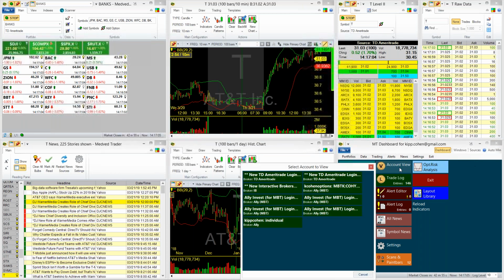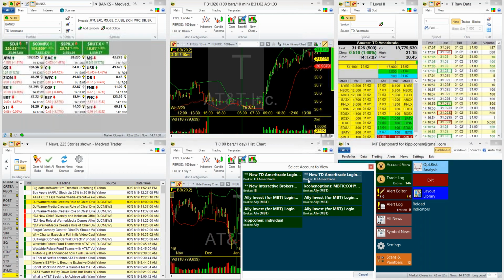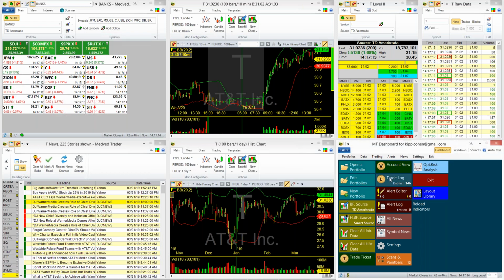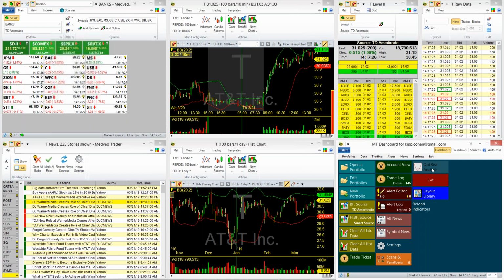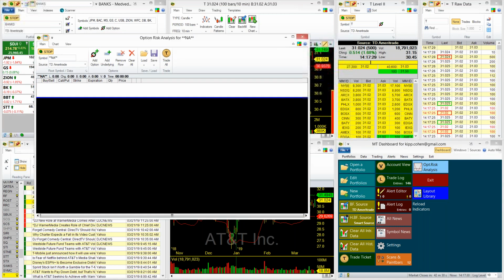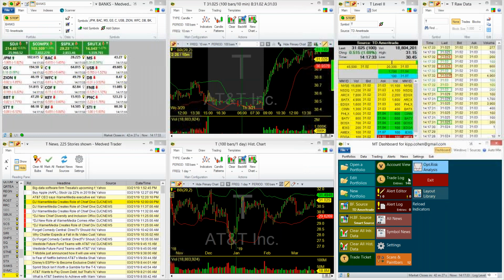You can view your account information. You can log into different trading accounts. There's an alert tool where you can set up alerts based on price, based on crossing moving averages. Check your news. There's an options risk analysis, which I've never used. And there's a built-in scanner and paint bar tools. So the platform, you can make it as complex as you want or make it as simple.